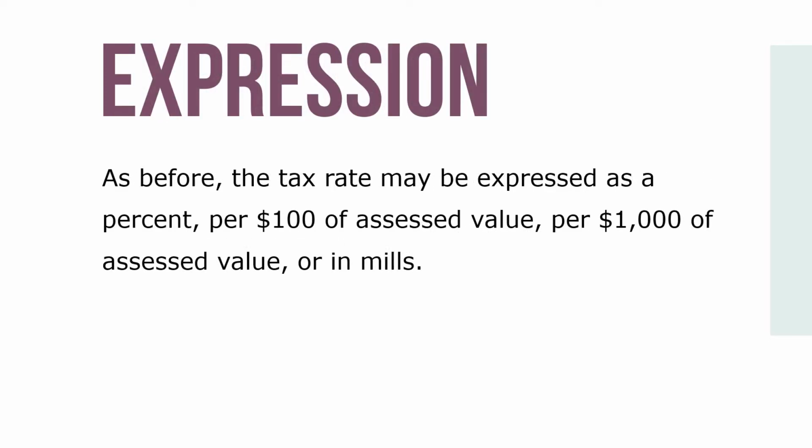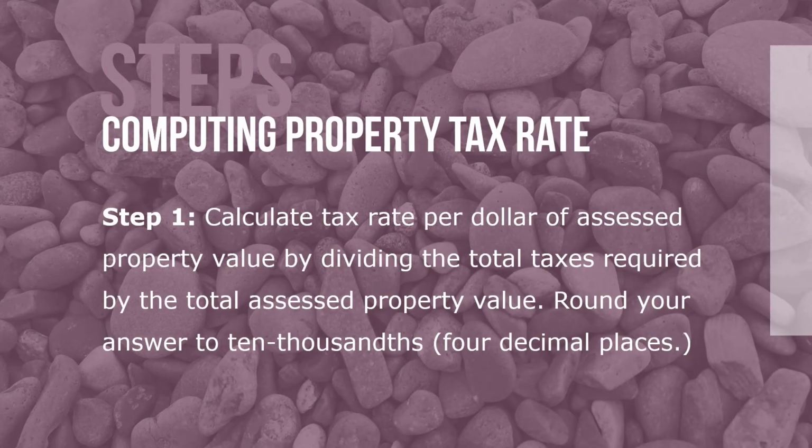As before, the tax rate may be expressed as a percent per 100 of assessed value, per 1,000 of assessed value, or in mils. Here are the steps to computing property tax rates. Step 1. Calculate the tax rate per dollar of assessed property value by dividing the total taxes required by the total assessed property value. Round your answer to 10 thousandths, 4 decimal places.